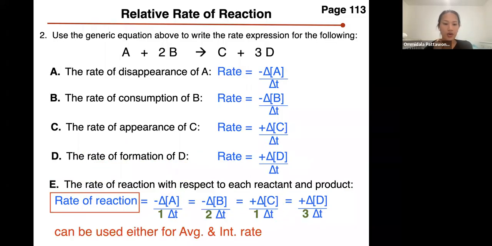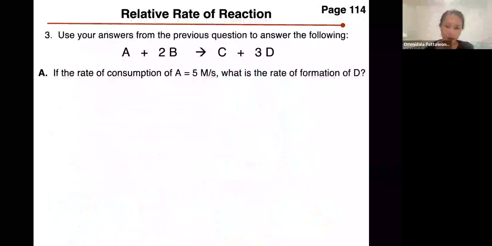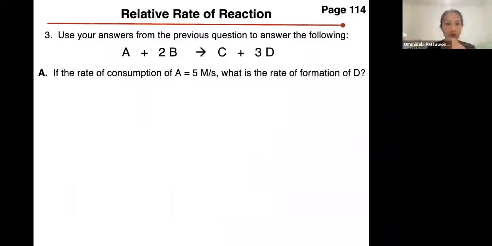All right, so again, when we are looking at the rate of reaction, this expression right here can be used for both average rate and instantaneous rate, depending on what you are looking at. Now, since you know the rate expression already, the equation associated with the rate of reaction, the next thing we're going to do is tie that back into the calculation part. In this case, it tells us that the rate of consumption of A equals 5 molar per second, and it's asking us what should be the rate of formation of D.